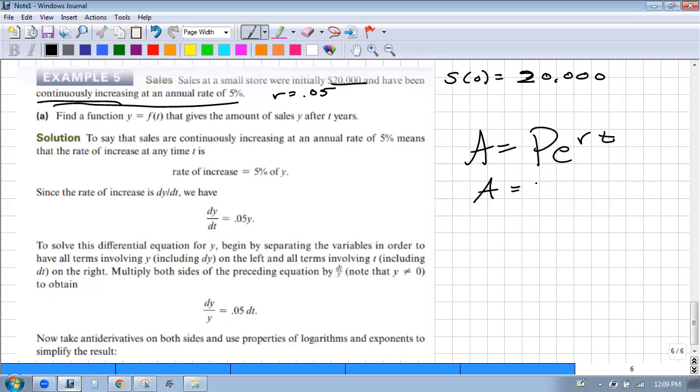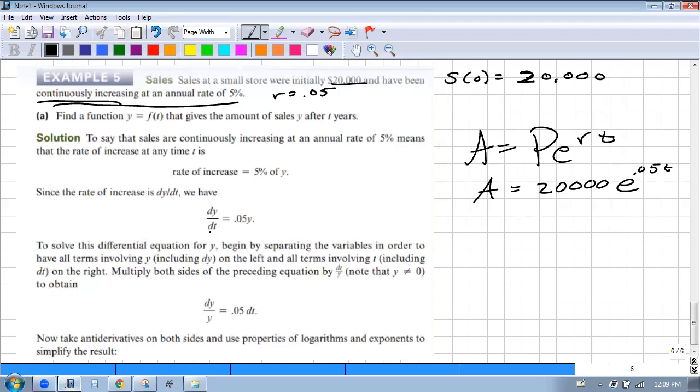So this is e to the 0.05 t, right? We could just write that down. But instead of doing that, let's back up a little bit. Let's set it up in a differential form.